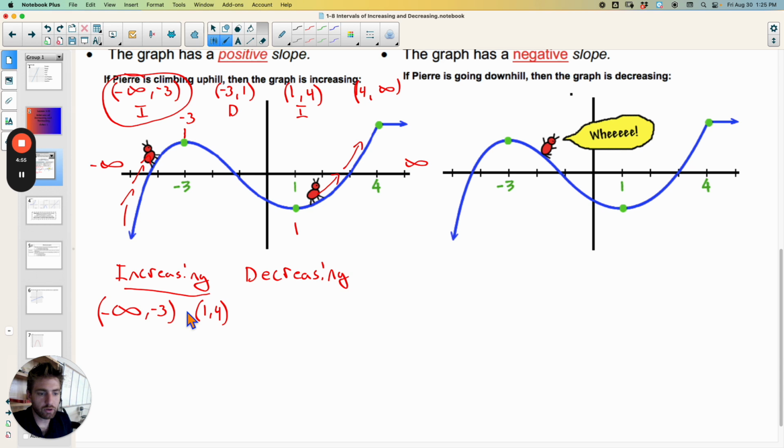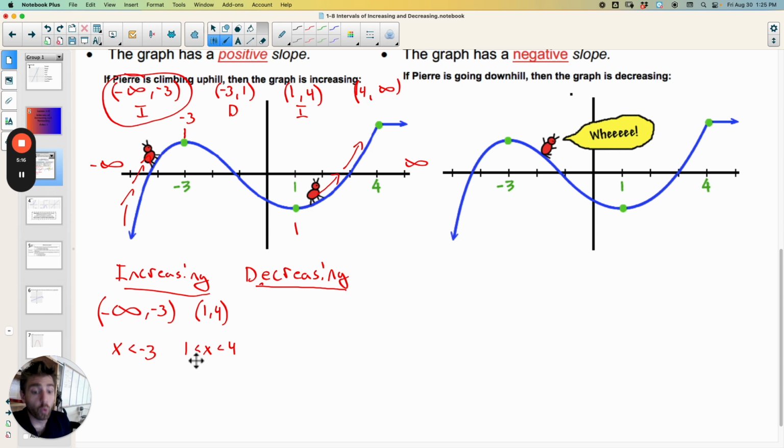Now, I left a little space here. We'll come back to that in just a second. You could also say this. You could also say that it's increasing where x is less than negative 3 and where x is between 1 and 4.